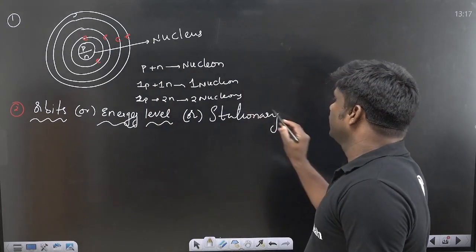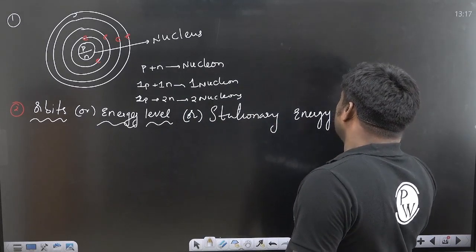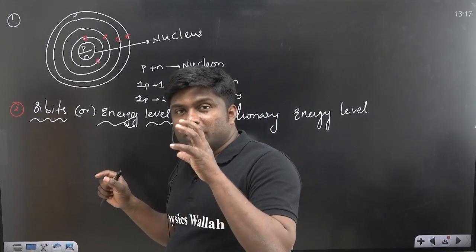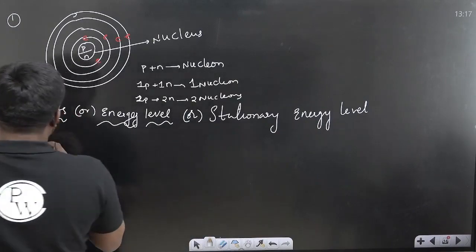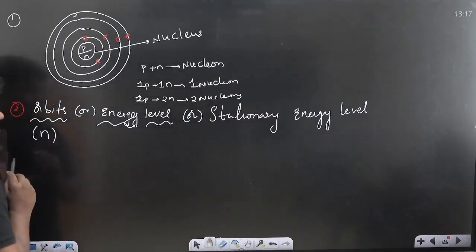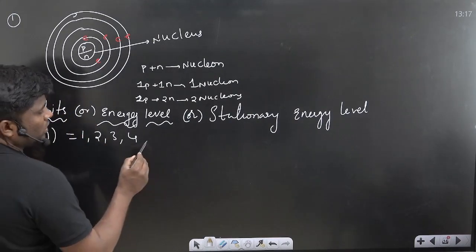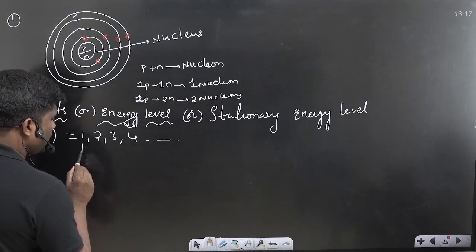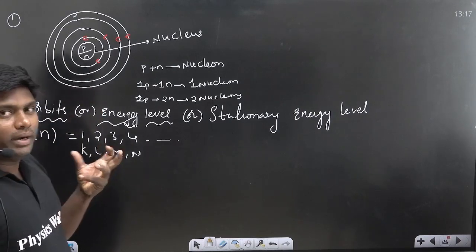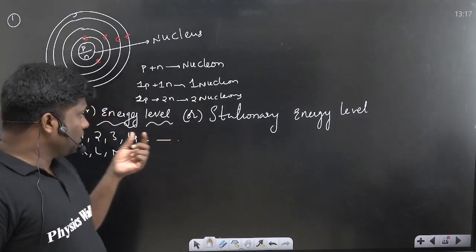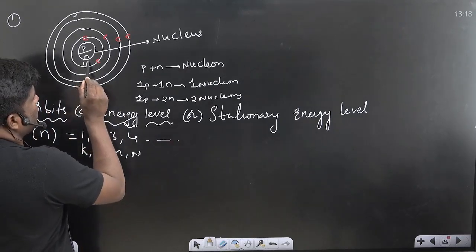because the energy of a particular orbit is fixed. Understand? That's why. And these are indicated with the letter n. n values may be 1, 2, 3, 4 and so on, or K, L, M, N. If the orbit value is 1, the electron is present in the first shell or K shell.